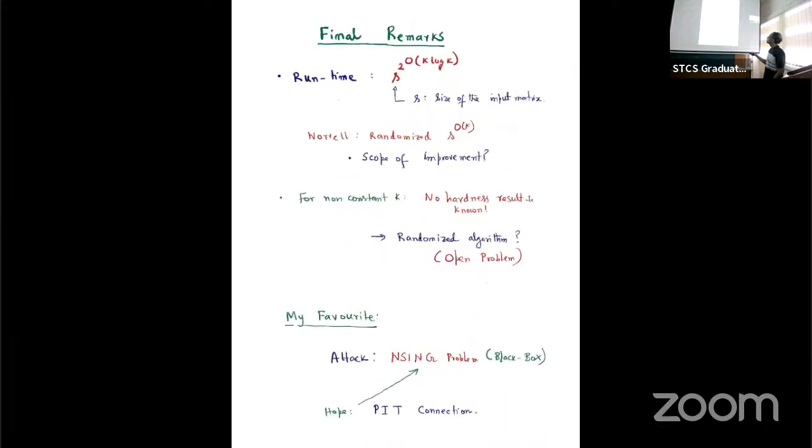Maybe I will skip this. And some final remarks. The runtime seems to be a little bad: S to the power 2 to the power K log. But Orell's randomized algorithm is like S to the power order K. So ideally you would like to have an algorithm that is not doubly exponential in K, just single exponential. We do not know how to do that. For non-constant K, we do not know the complexity of this problem. Even randomized, we do not know how to solve it. No hardness results either.